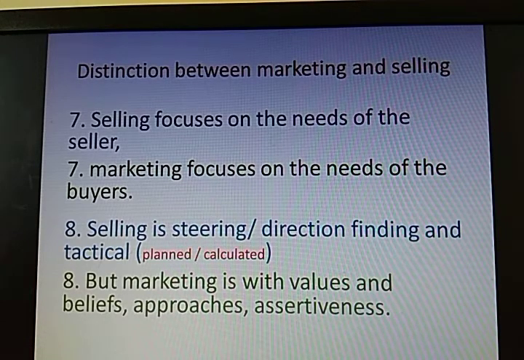Also, selling is steering, it is finding the direction, and it is tactical. That means selling is a planned and calculated one. But marketing, if you see, goes ahead with values. It goes ahead with morals, principles and beliefs, approaches and assertiveness. So marketing is different from selling because it goes ahead with the values, with the beliefs that it has to retain the customers, and it has to find new customers also. So this is the difference between marketing and selling.